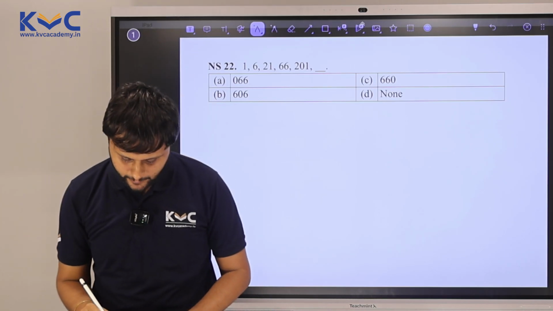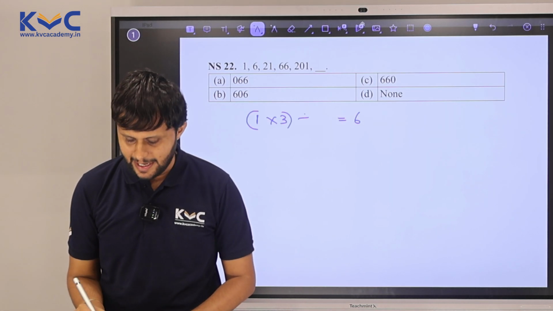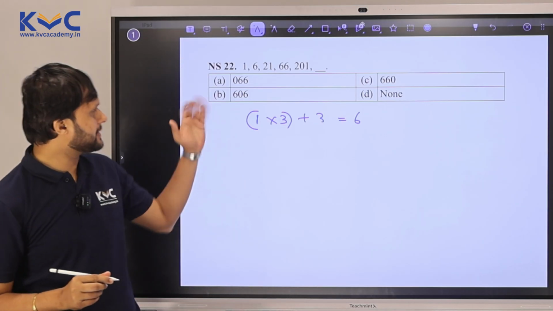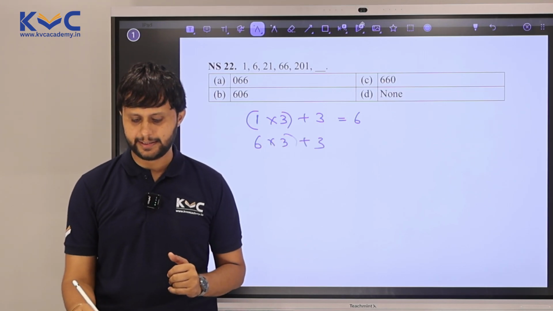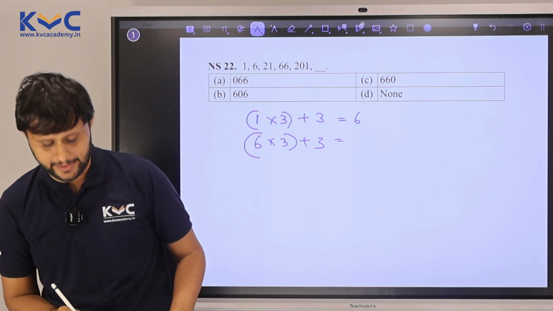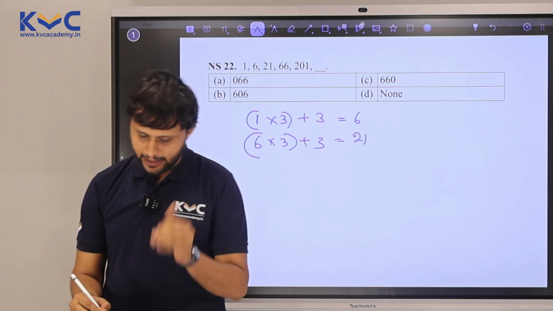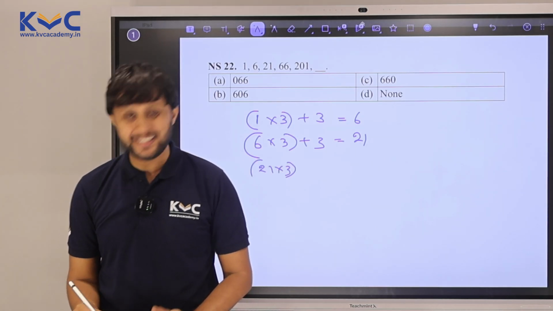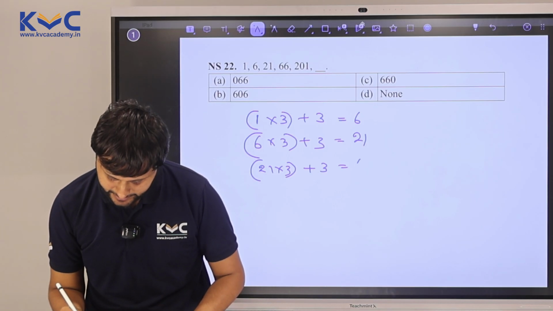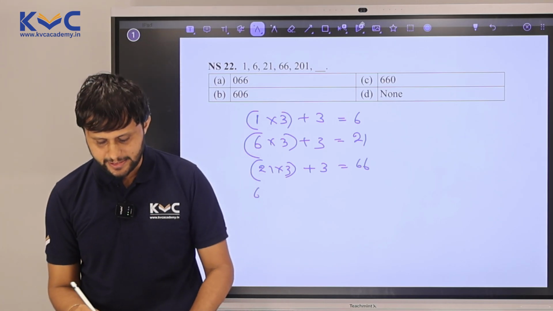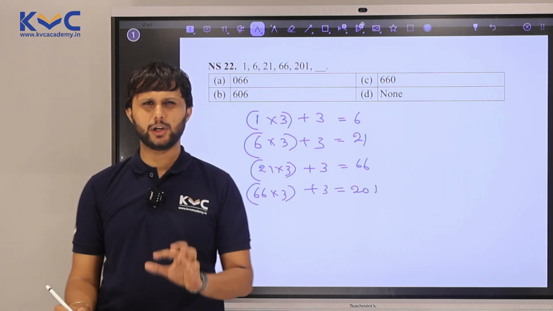So first we have 1, we have to reach 6. We'll multiply with 3. Okay, after that we'll add 3, so we get 6. Let's see what happens after that. We have 6 into 3, which is 18, plus 3 is 21. That also holds good. So maybe it is into 3 plus 3, into 3 plus 3. Let's check. 21 into 3 is 63, again plus 3, which is equal to 66. Absolutely. So we have 66 into 3, 198 plus 3, which is 201. So the logic is clear.